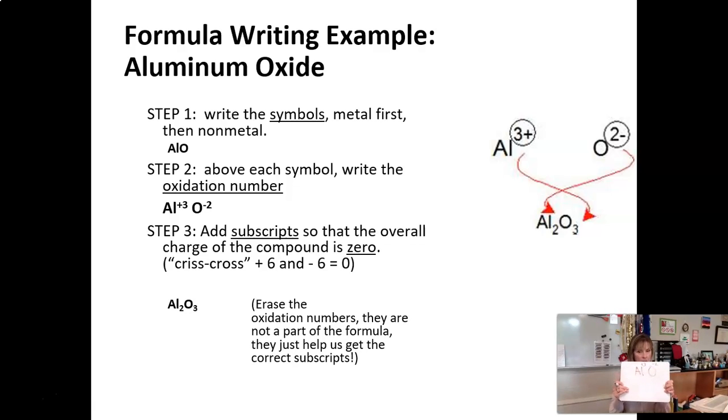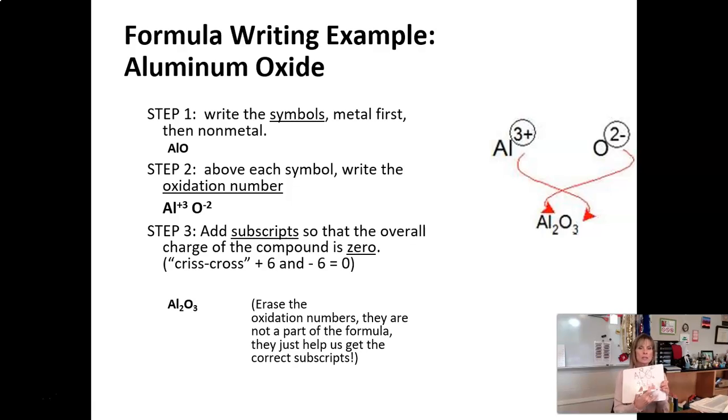Next, you're going to add the subscript so that the overall charge is 0. The easiest way to do that is to crisscross these. So I take the 3 and I put it down there as a subscript. And I take the 2 and I put it down there as a subscript. So it would be Al2O3. When I do this, something magical happens. The oxidation numbers add up to 0.